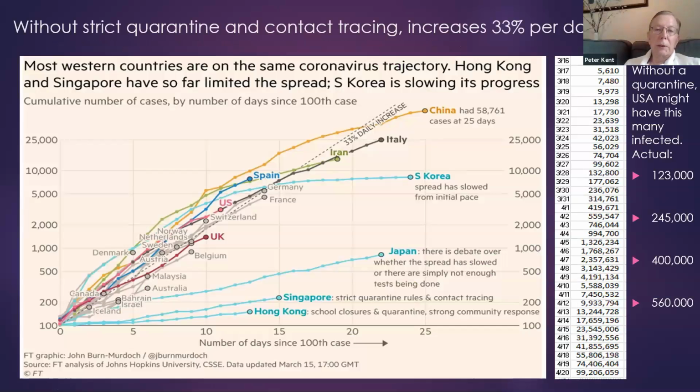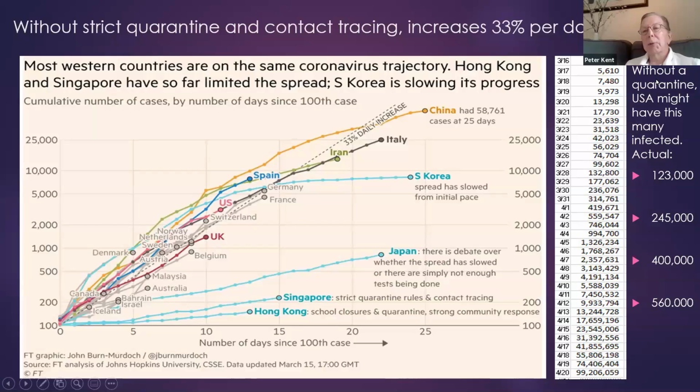So this is the rate that the virus seems to increase without quarantine. It increases at the rate of about 33% per day until you run out of new patients, new people. But South Korea pushed it down, Japan pushed it down, Singapore and Hong Kong all pushed these rates down. And China, of course, when it got serious, they pushed it down.